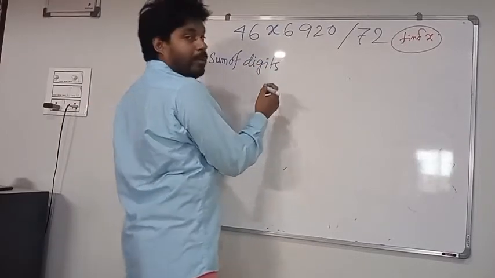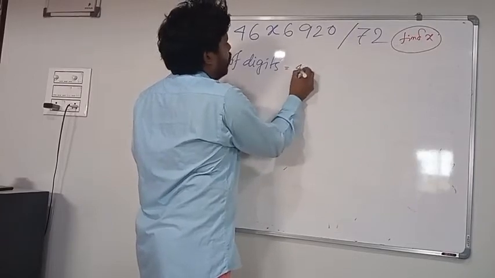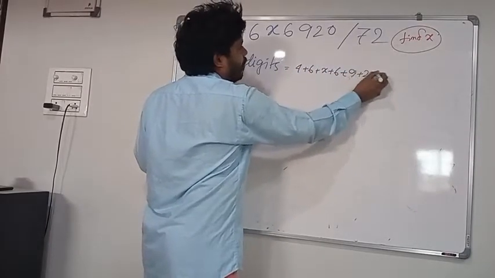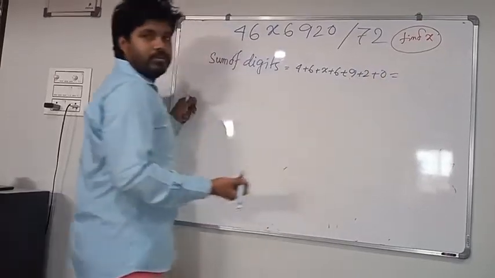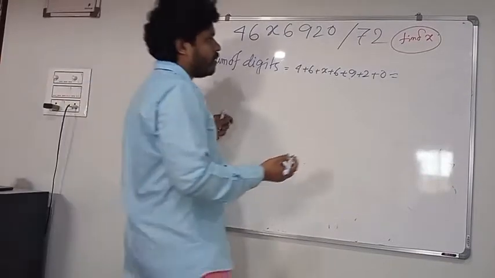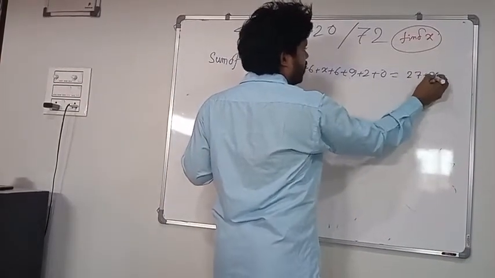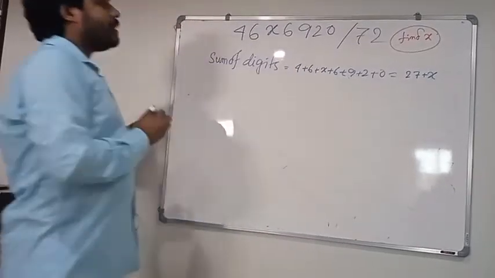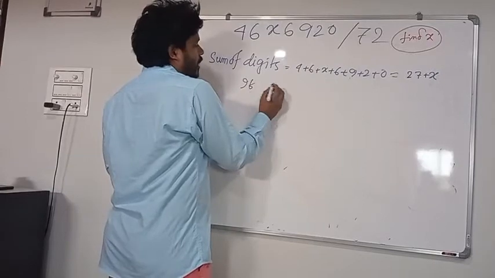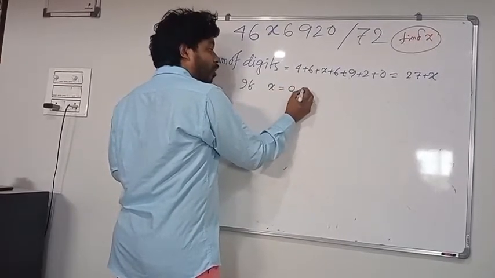Please mute yourself. Sum of the digits: 4 plus 6 plus x plus 6 plus 9 plus 2 plus 0. What is it? Sir, 27 plus x. Now this number is divisible by 9 when? If x equals 0, or x equals 9.